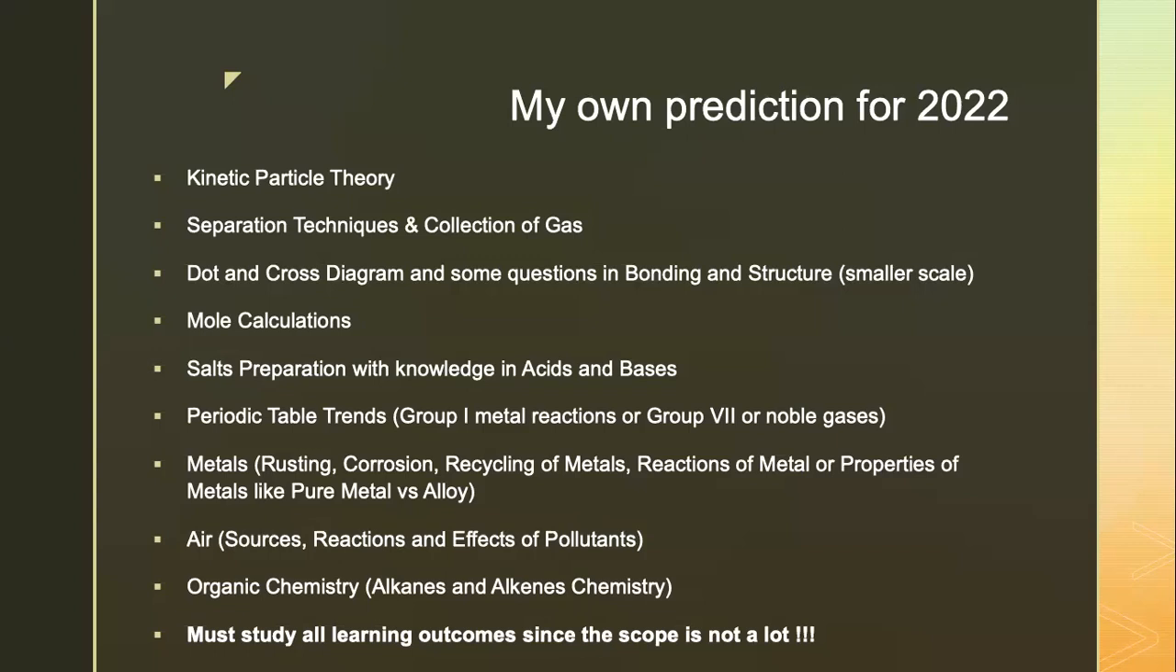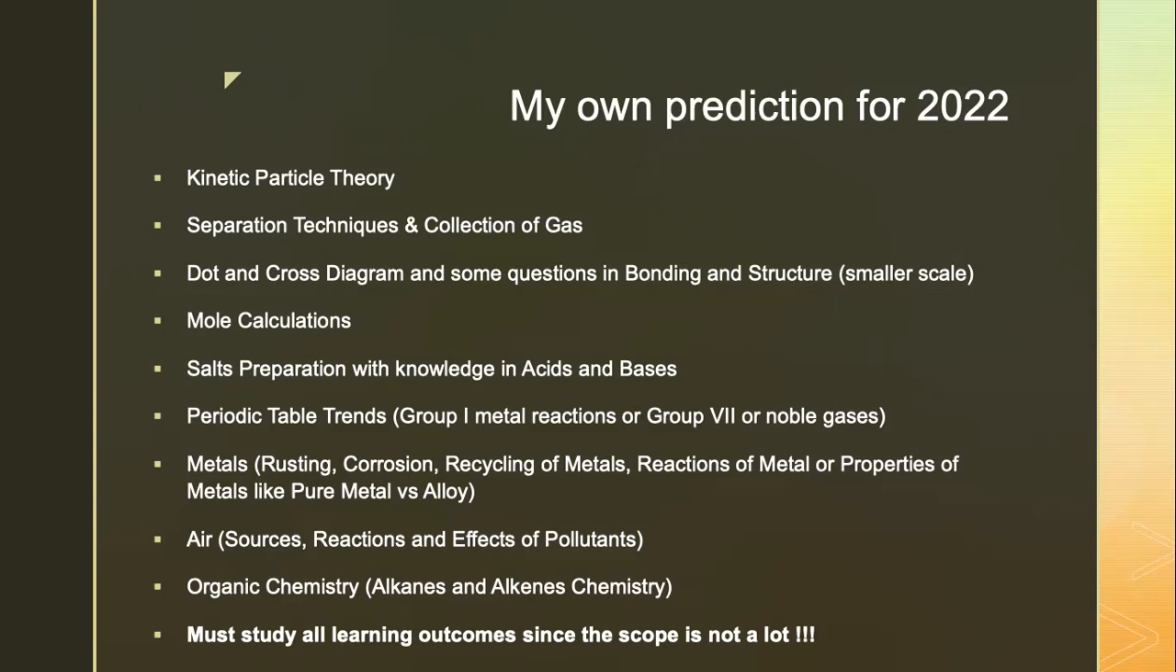So other than that, we have periodic table trends. Group 1 metal reactions could be tested, or group 7, or even talking about noble gas, their uses. Group 1, they may want you to compare the reactivity of metal down the group. Okay, or other periodic table trends like, so instead of asking about how group is related to number of valence electron, they may ask you, hey, how is period related to number of occupied electron shell?